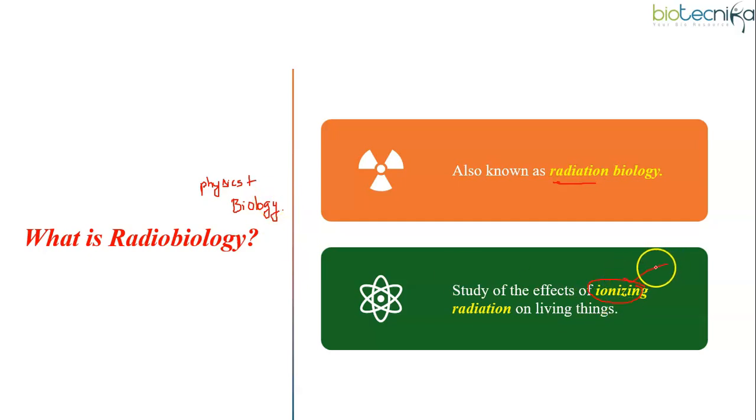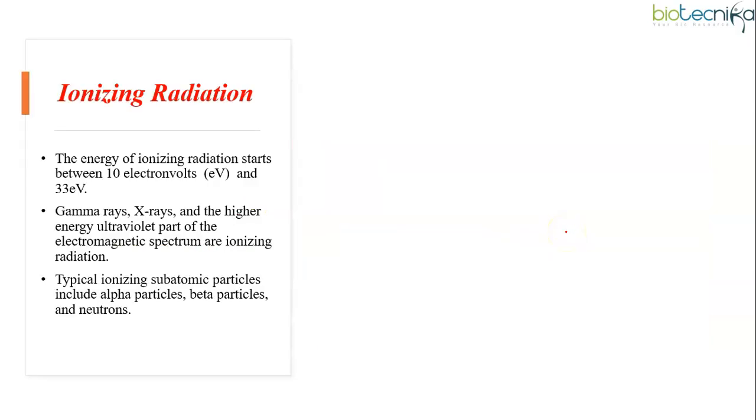Now, what is ionizing radiation? Ionizing radiation consists of subatomic particles or electromagnetic waves that have sufficient energy to ionize atoms and molecules by detaching electrons from them. So, the energy of ionizing radiation starts between 10 electron volts and 33 electron volts.